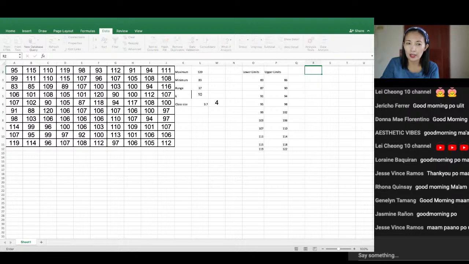This requires an input range. Highlight all the scores. And for the bin range, you simply highlight the upper limits. Maybe use the upper limits only. And then chart output. Click on output range and then chart output, and then press OK.